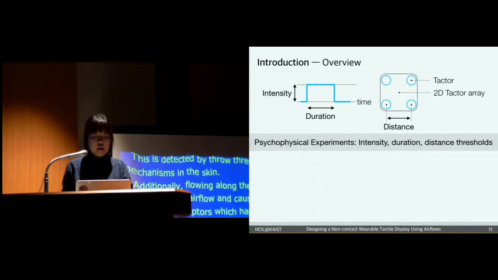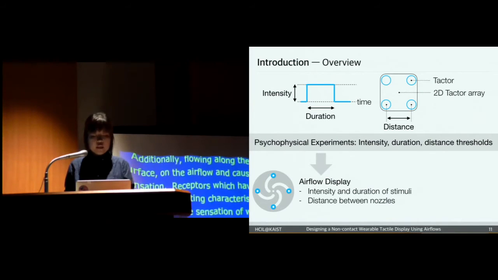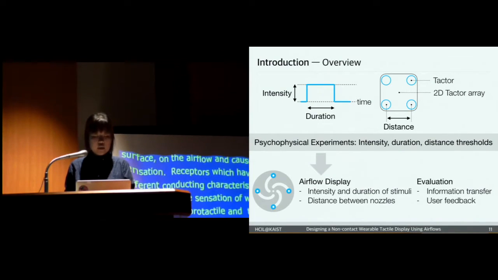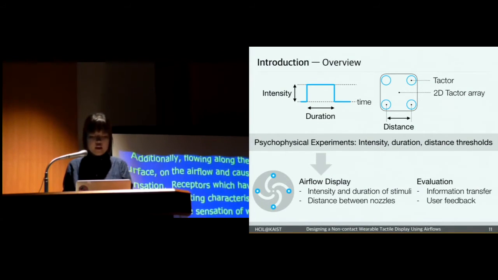We conducted 3 psychophysical experiments, and we built an airflow tactile display based on the results, and we evaluated the airflow tactile display in terms of information transfer, and we collected the user feedback on airflow-based tactile experience.